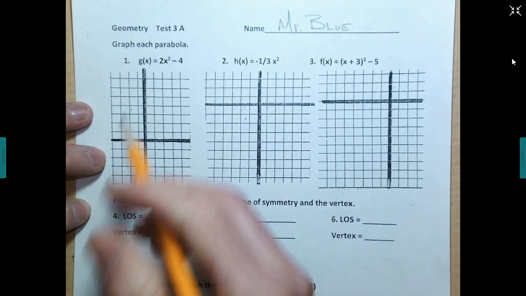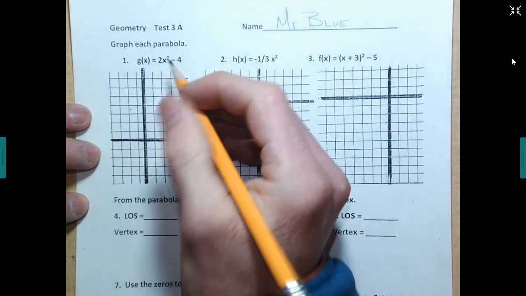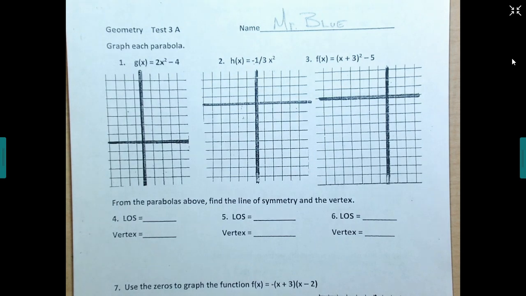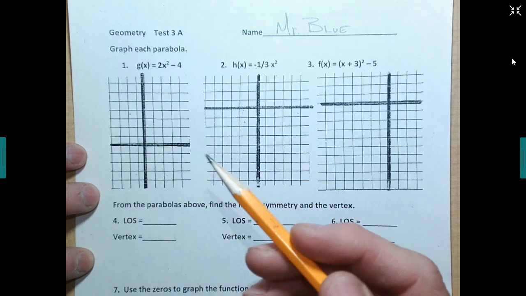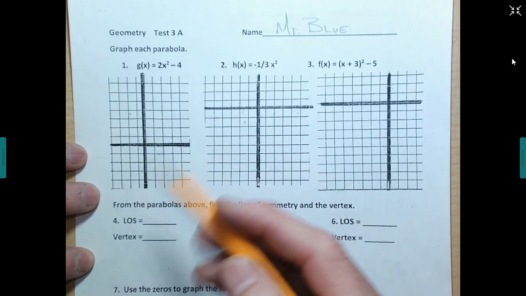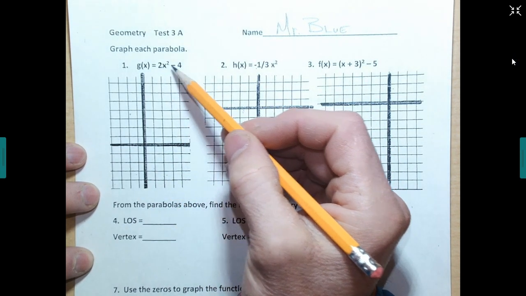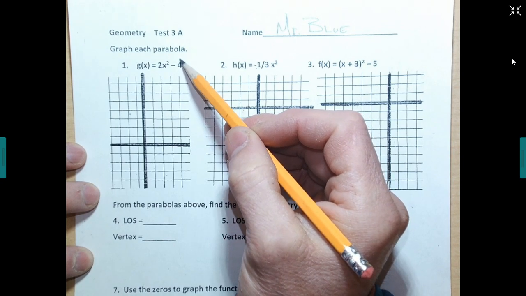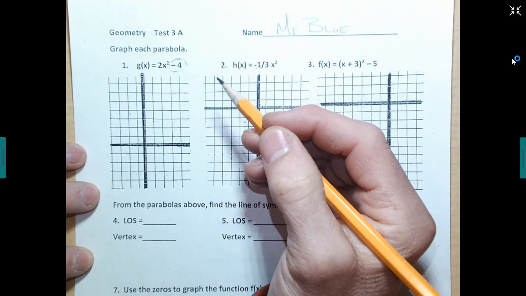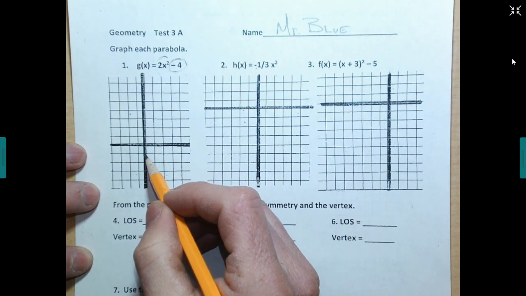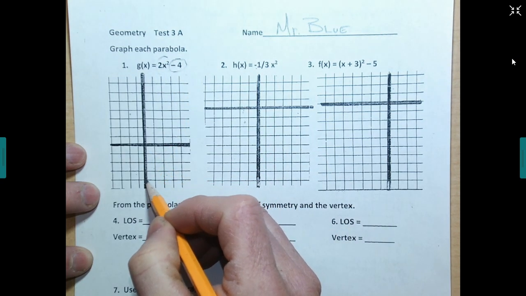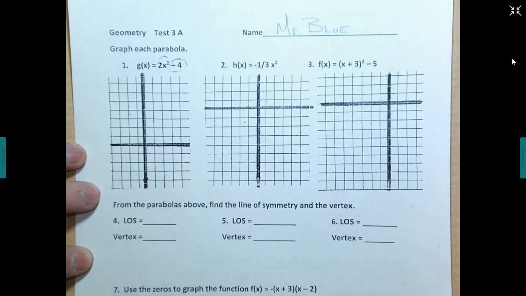All right, number 1, 2x squared minus 4. We need to graph this parabola. I'm going to show you several things, but all you need to do is have the work and some of the things you don't need to know. So if I look at this, I see that we have a vertical shift of -4. So my parabola is going to end up being down 1, 2, 3, 4. So that's where my vertex is going to be.